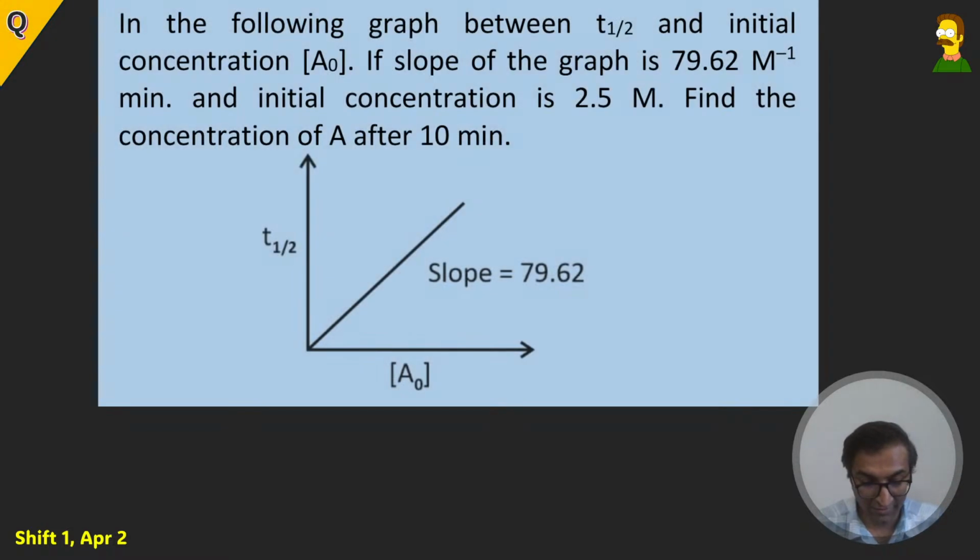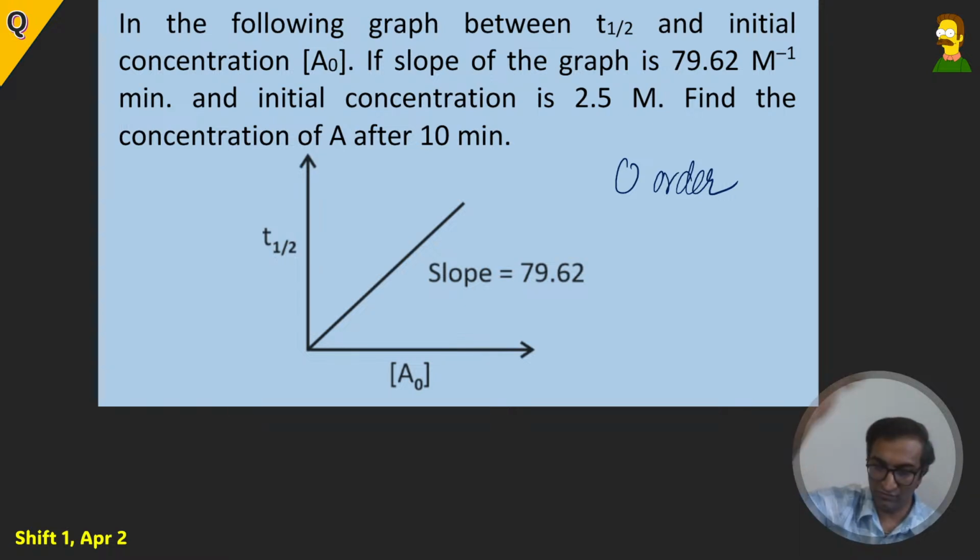Okay, let's move on. Following graph between T half and initial concentration A naught, its slope is some value. Initial concentration is some value. Find the concentration of A after 10 minutes. Lovely question. As you see that T half versus A is a straight line, you know that this is a zero order reaction. If you are going to do it quickly, this is the only way to know. Because in chemistry, if you are quick, you have more time for maths and physics.